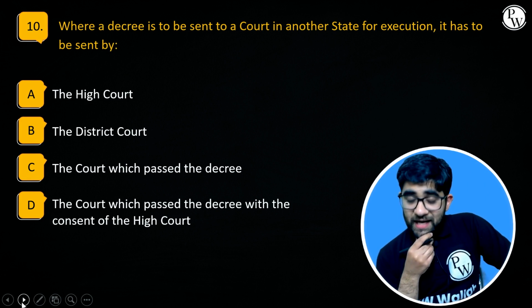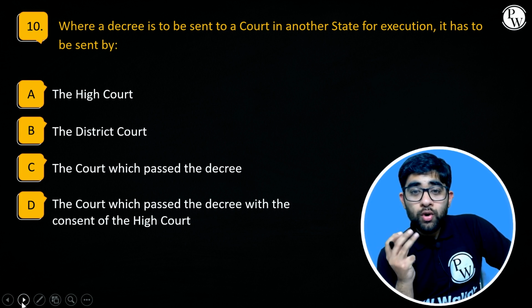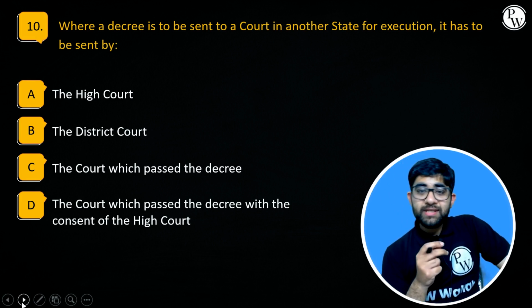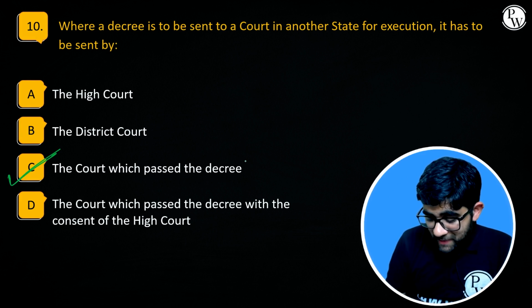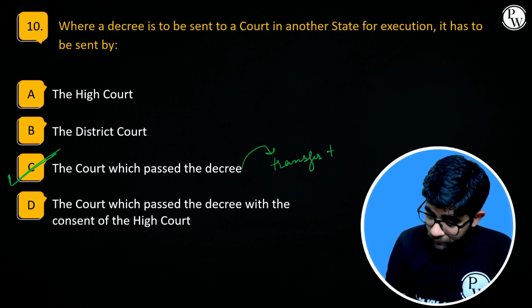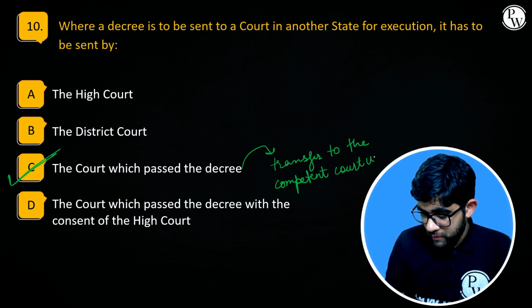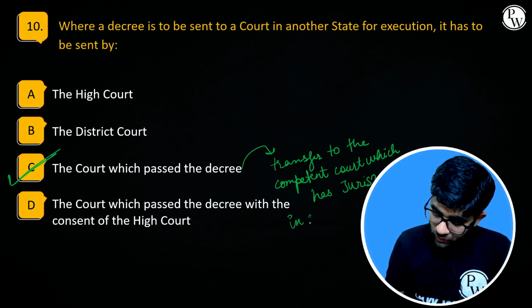Where a decree is to be sent to a court in another state for execution, it has to be sent by the High Court, the District Court, the court which passed the decree, or the court which passed the decree with the consent of the High Court. So the answer to this is the court which has passed the decree. Right? The court which has passed the decree will transfer to the competent court which has jurisdiction in other state.